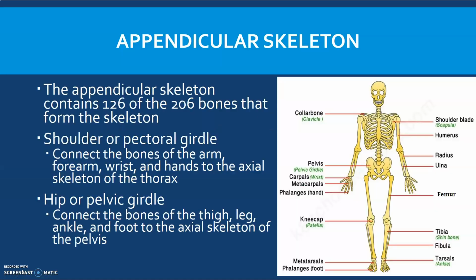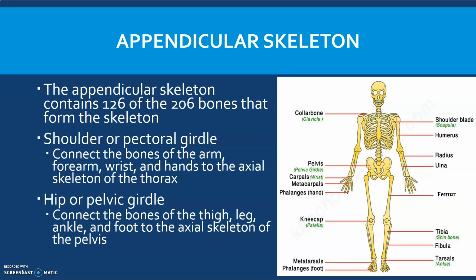Today, we will bring our attention to the appendicular skeleton. The appendicular skeleton contains 126 of the 206 bones that make up the adult skeleton. The appendicular skeleton consists of bones that form the limbs and the bones of the girdle. The girdle bones attach the limbs to the axial skeleton.